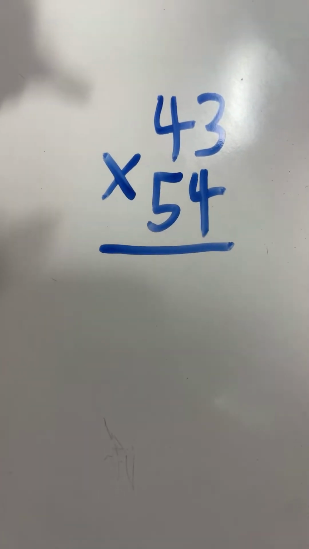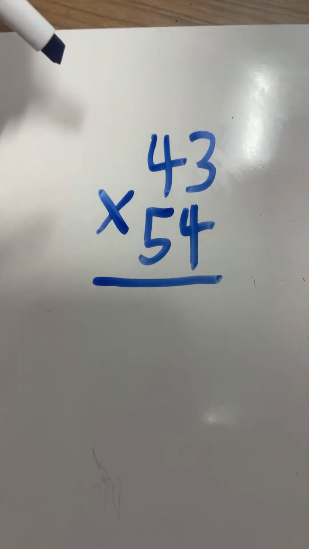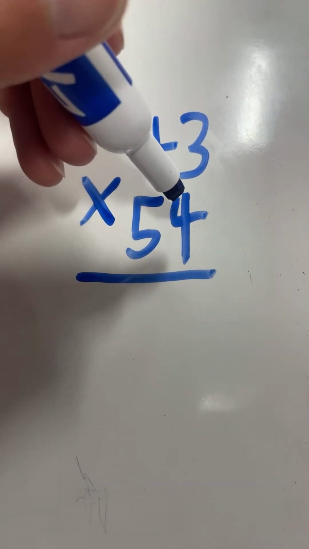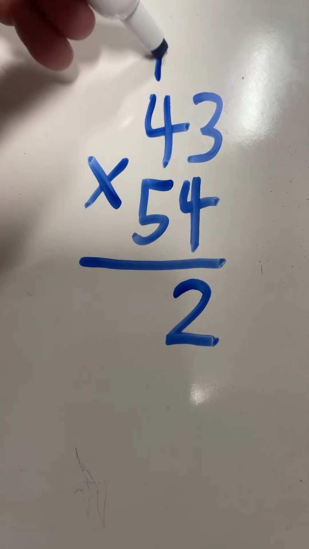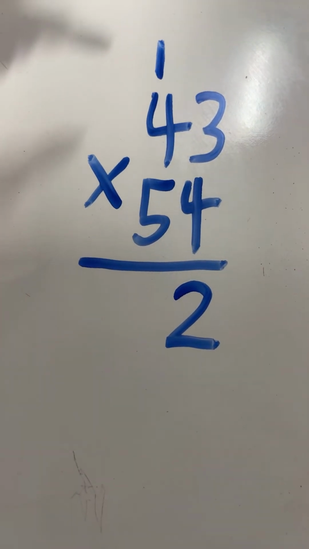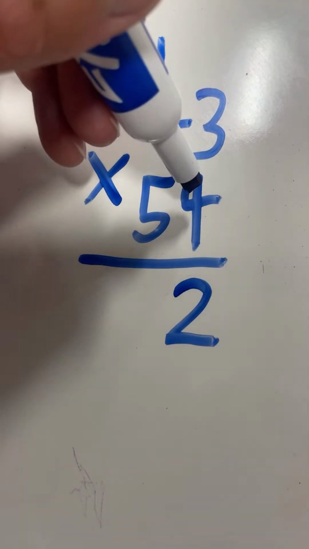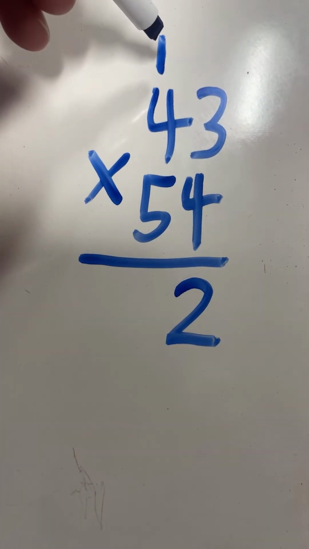All right, 43 times 54. So again, we're starting out in the ones place. 3 times 4 equals 12. The 2 in 12 goes in the ones place. The 1 in 12 gets carried over to the tens place. 4 times 4 equals 16, plus 1 equals 17.